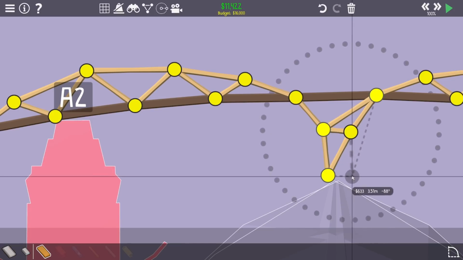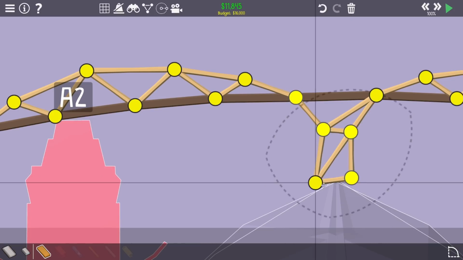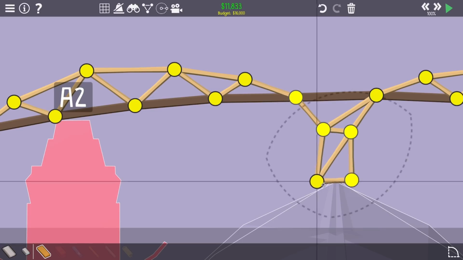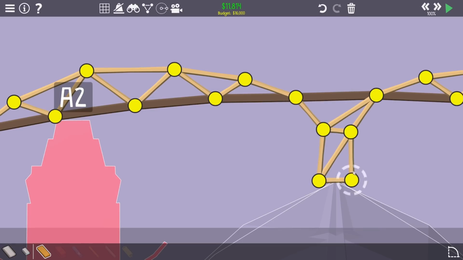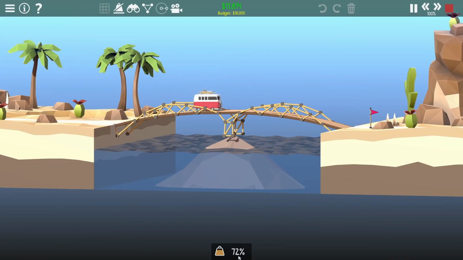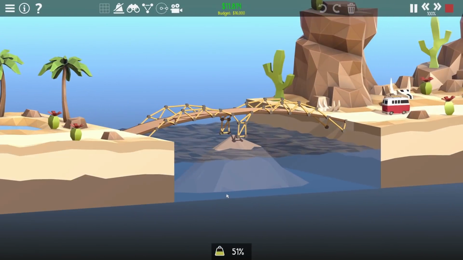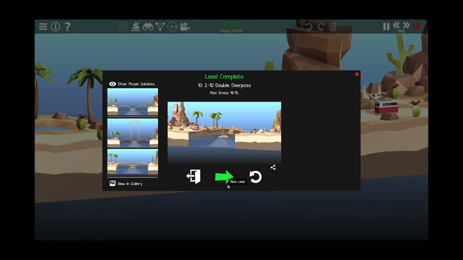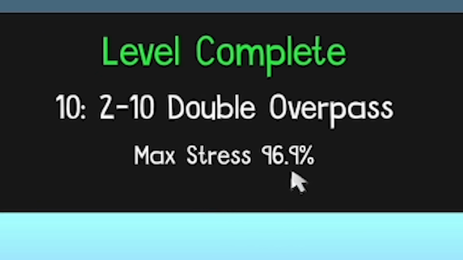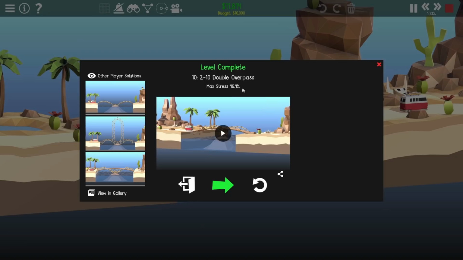Right, okay, let's just do another one like that. Then we can sort of move that either side. So now that ain't going anywhere. That is wedged. So it's looking good. Stress is pretty high, but... We did it. We did it. First time, almost. I think that counts as first time, right? Max stress was 96.9. So we got a 6.9 in there.